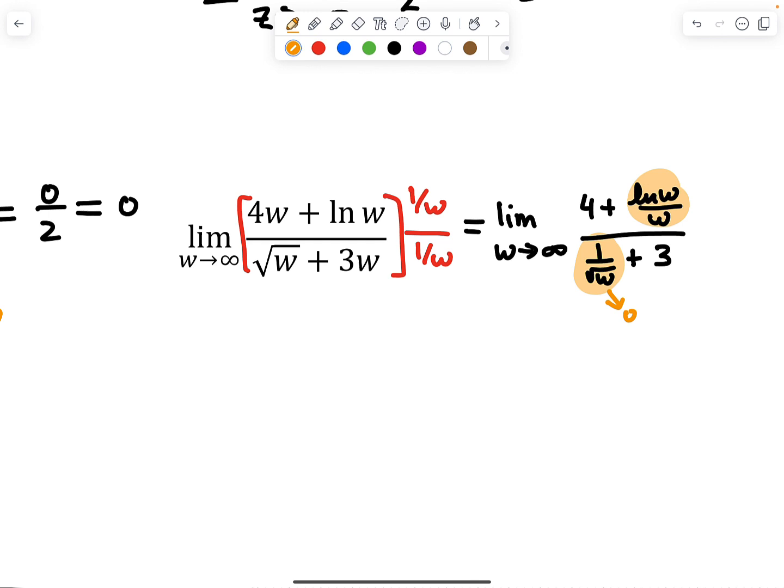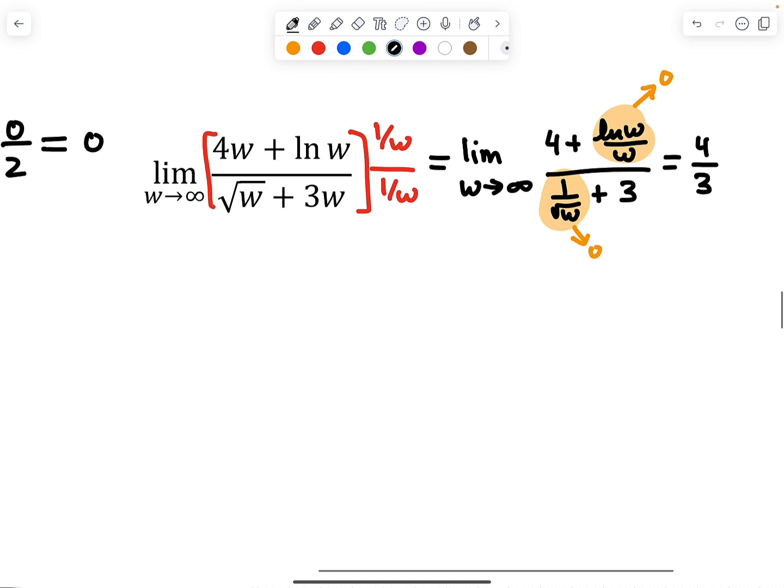Because w dominates natural log of w, this will also approach 0. And our final answer ought to be 4/3. Let's rewrite this and use L'Hopital's rule.